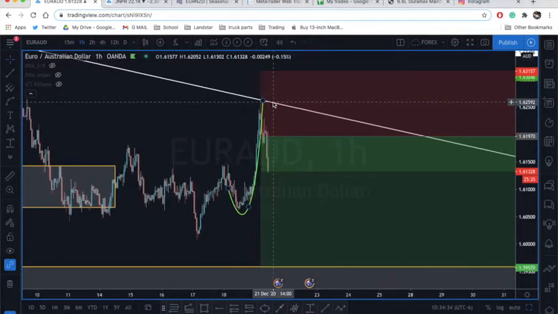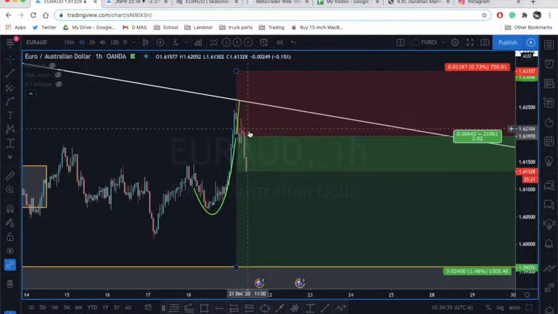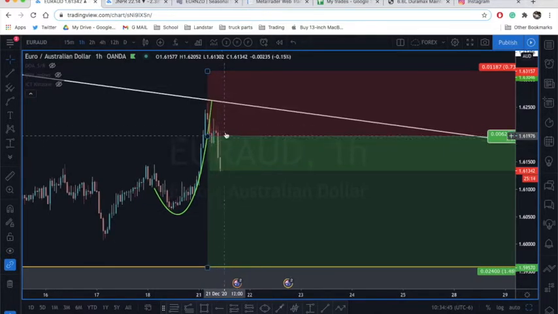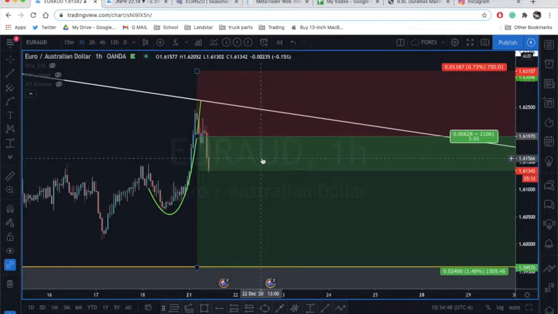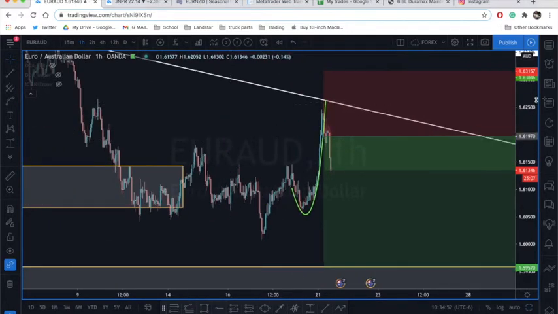For extra confirmation, you would wait for a trend change, which is what we got right here, right when the trend line broke, or the curved line broke. And yeah, up 62 pips currently. And we'll see how this trade plays out.